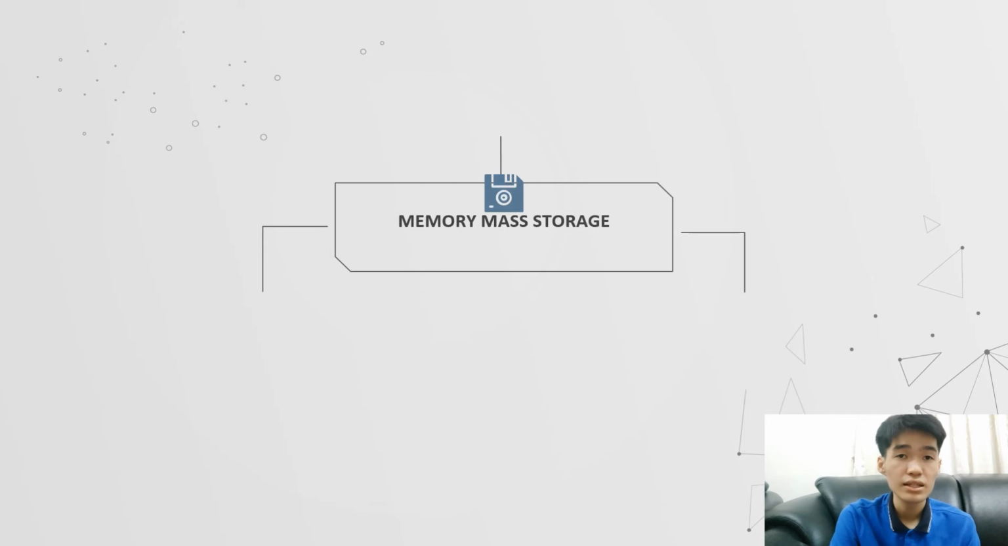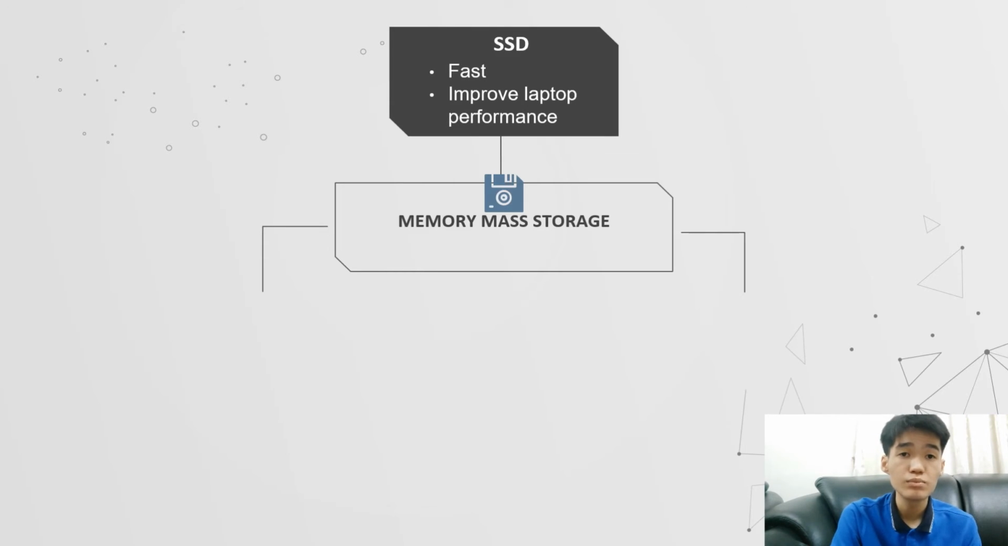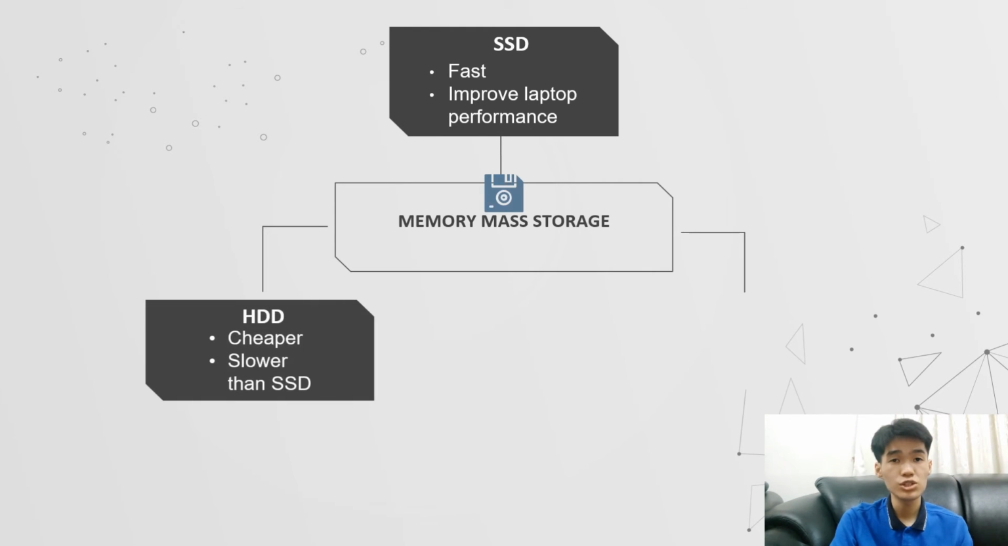The first one, SSD. SSD is better than HDD and SSHD, but it is also more expensive than the others. SSD is fast, and it also helps to improve the laptop performance, especially on Windows 10. And the second one, HDD. HDD is a lot cheaper than the SSD, but it's also slower than the SSD. HDD is more fragile, so if we drop our laptop, it may cause data loss.